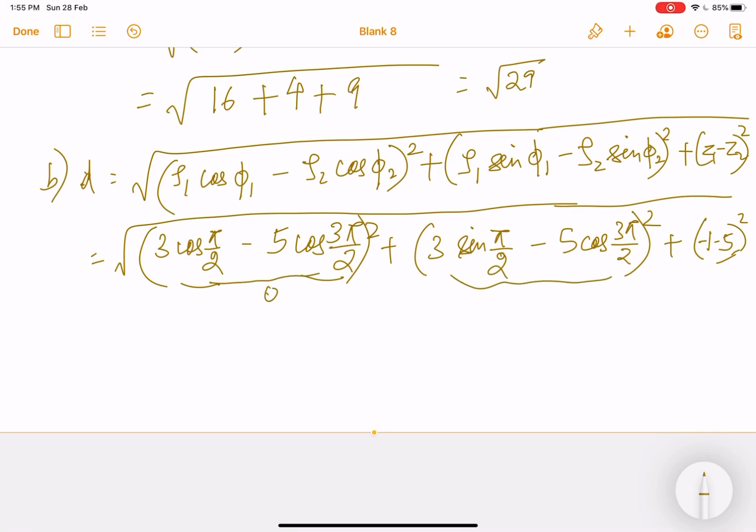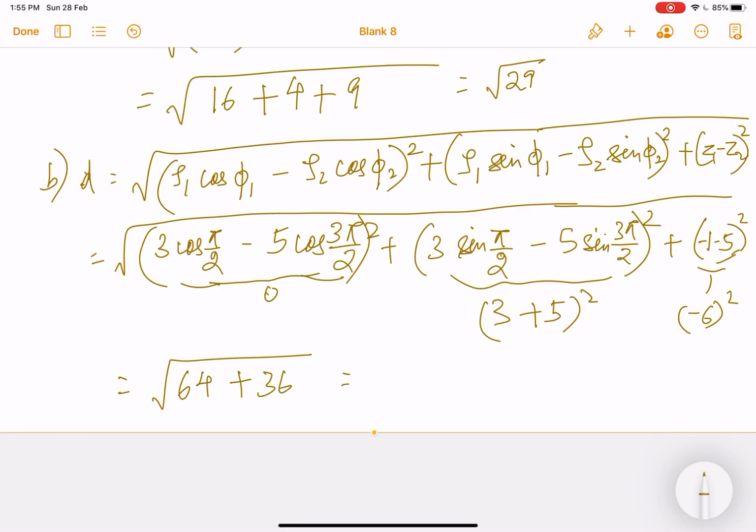Then over here this is 3 sin pi by 2, so this sin pi by 2 is 1. And over here 5 cos, why have I written cos over here? This is sine, and sine 3 pi by 2 we all know is minus 1, so it will become plus 5. Okay, 3 plus 5, and this one is minus 6, whole square. So root over of, this is 8 square, that is 64, and the other one is 36. So this is root 100, so I got 10.